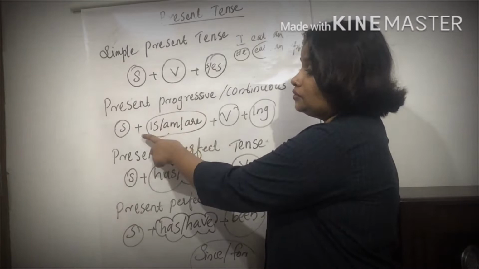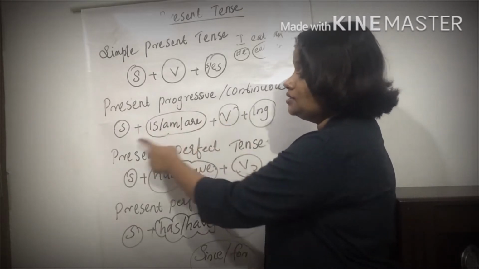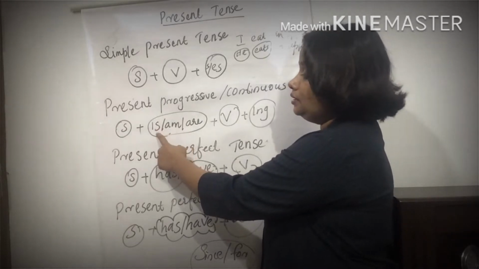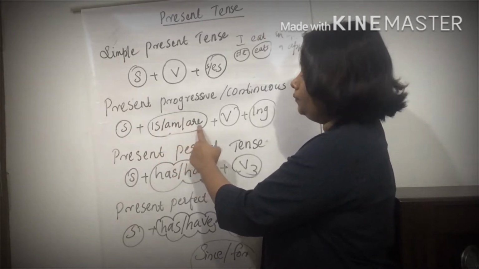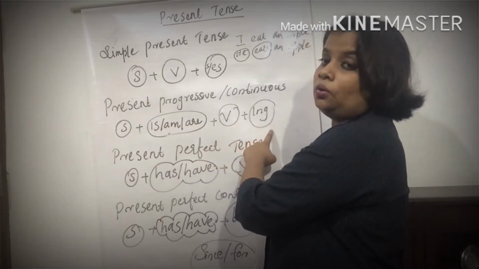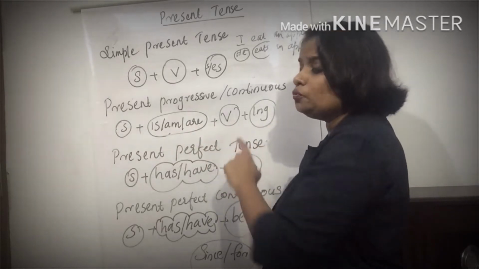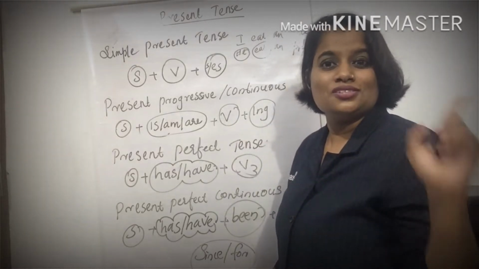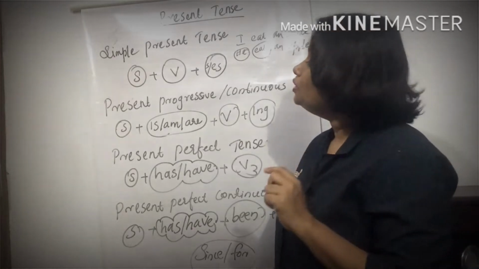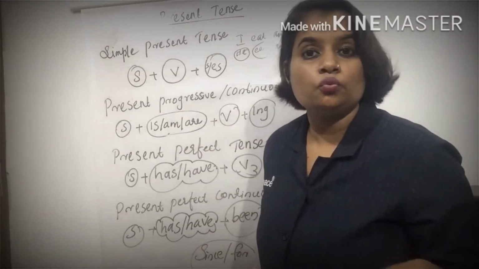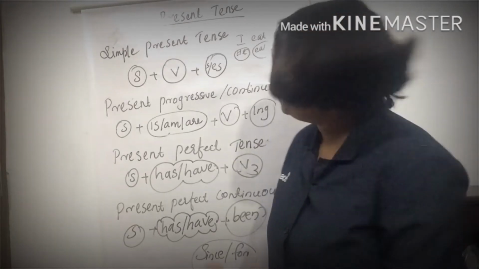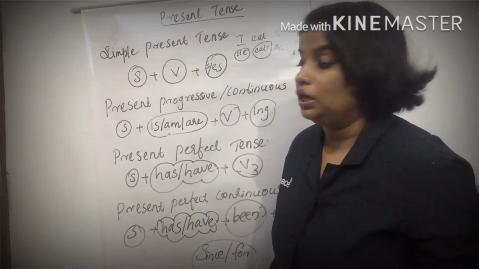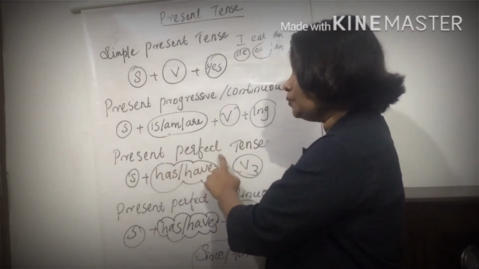The structure of this tense form is subject plus the helping verbs of the present tense, which are is, am, are, then verb plus ing, the ing form of the verb. So what you have to do is keep in your mind only the structure of the tense forms. Present progressive means the action that is going on now. So subject plus is, am, are, verb plus ing. I'm writing a novel.